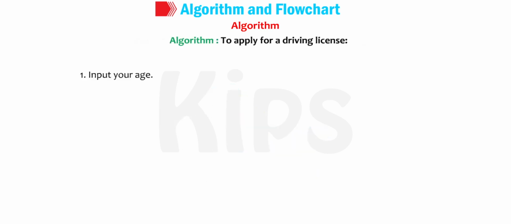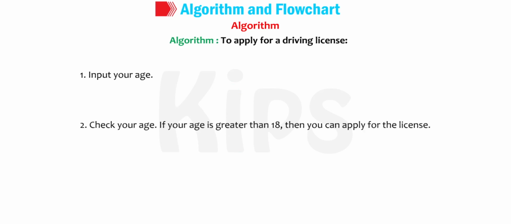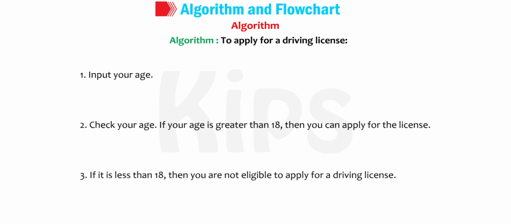Number 1. Input your age. Number 2. Check your age. If your age is greater than 18, then you can apply for the driving license. Number 3. If it is less than 18, then you are not eligible to apply for a driving license.